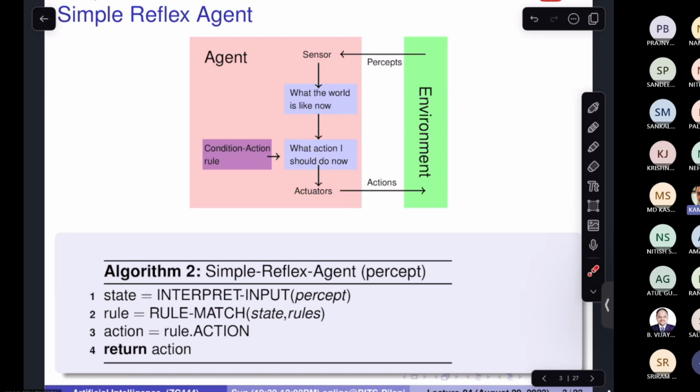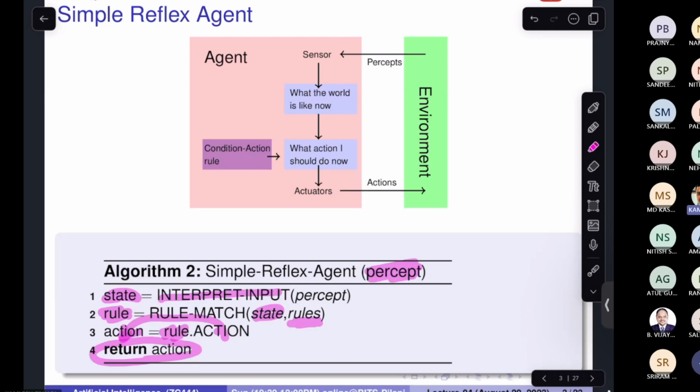Very simple. Essentially, you get a percept, and then you interpret that input and try to understand what is happening right now. Using the predefined stored rules that you have, you find out which rule I should apply right now. To apply that particular rule, relevant actions are sought, and it is written that you do this particular kind of action. Actions means activating the actuators. So by this, it performs the thing.